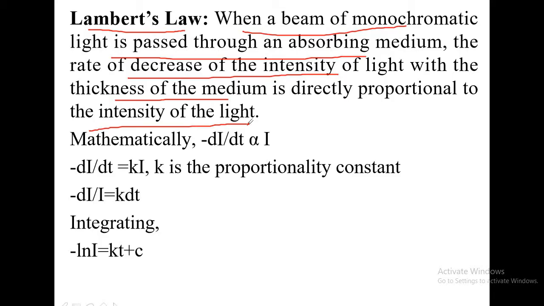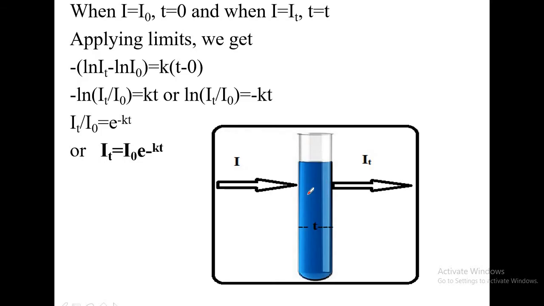When a beam of monochromatic light is passed through an absorbing medium, the rate of decrease of the intensity of the light with the thickness of the medium is directly proportional to the intensity of the light. This can be understood by taking this diagram. This is the absorbing medium. We are taking it in a glass air interface. This is a solution, and it has the ability to absorb light.